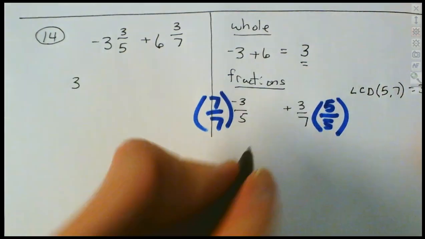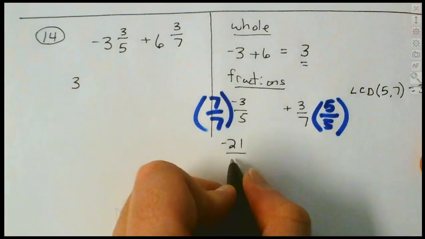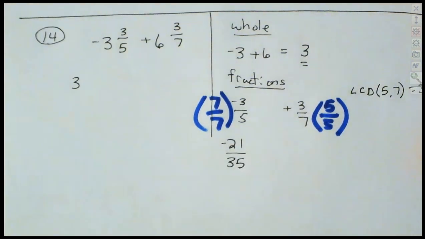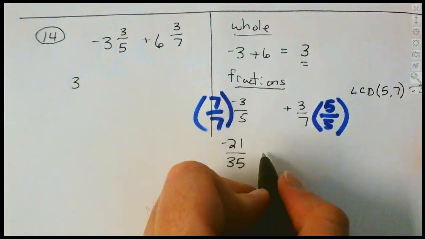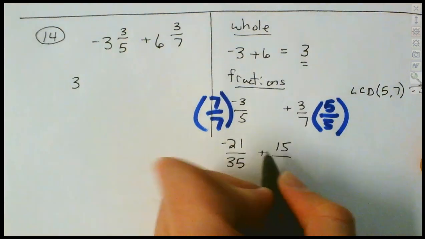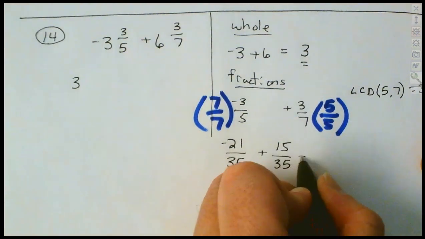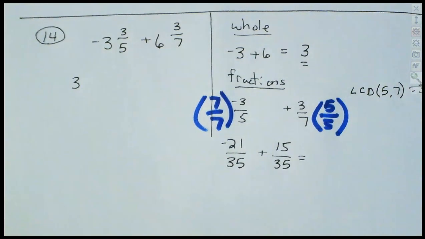Now we've got a minus 21 over 35. And we have a 15 over 35. And those can now go together. And that leaves you then with a negative 6 over 35.